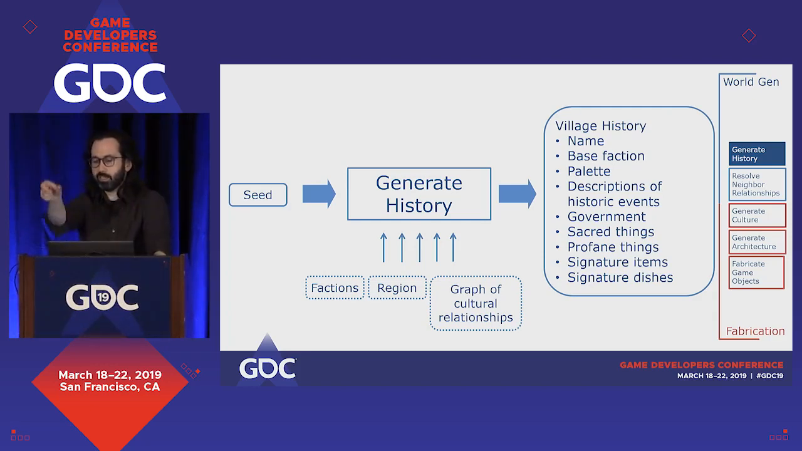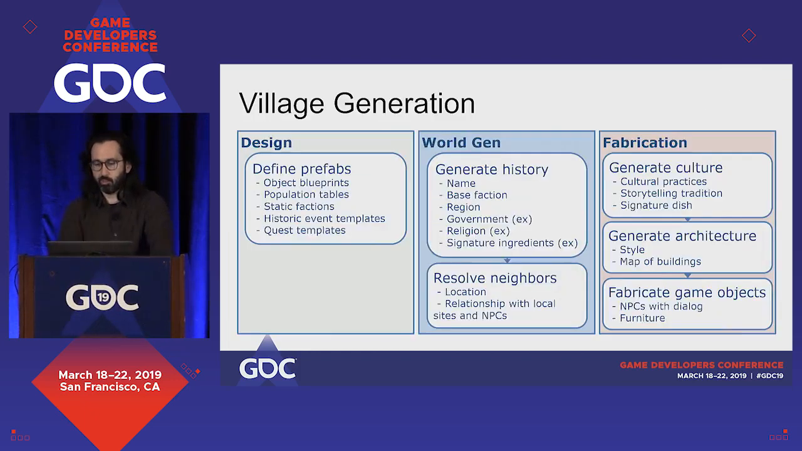And then on the right, you see there's this little pane, and all this is us tracking the steps we're on. So you see the 5 steps laid out, starting with generate history, ending with fabricate game objects. The step we're on right now as we walk through the flow is going to be darkened. So generate history right now is highlighted. And then there's this little extra bit of information where at the top it says world gen, and at the bottom of this pane it says fabrication. This is just to remind you which phase we're in.